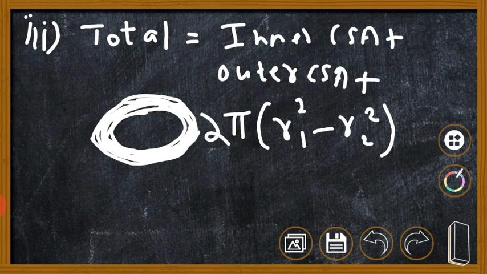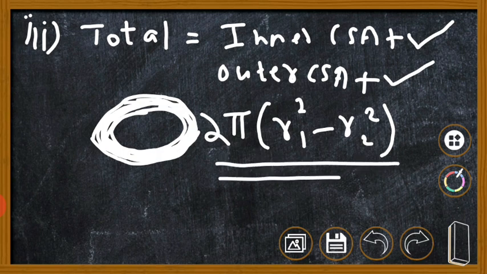Okay, so what is the total surface area? Inner curved surface area plus outer curved surface area plus 2 pi into r1 square minus r2 square. Already we calculated the inner curved surface area and the outer curved surface area. Next, you have to calculate this portion, that means 2 pi into r1 square minus r2 square. So first we can calculate that.